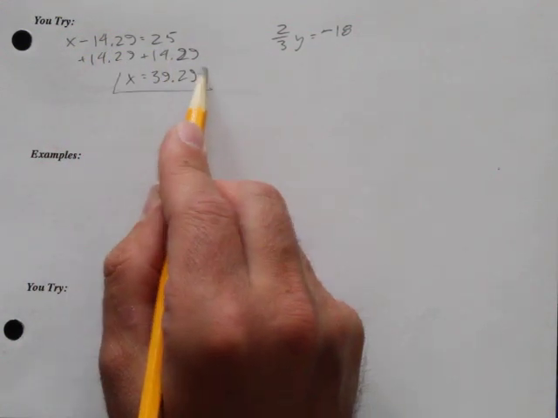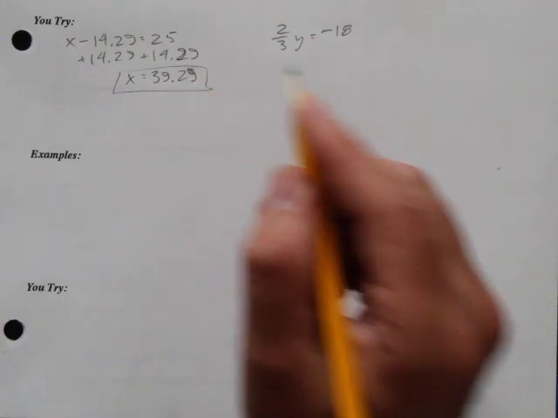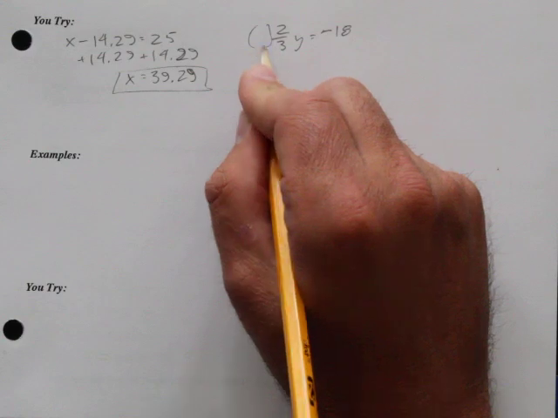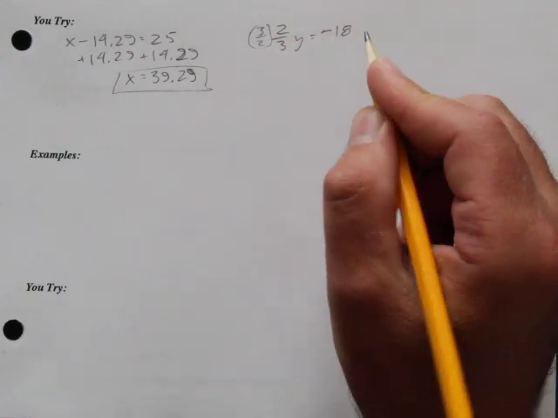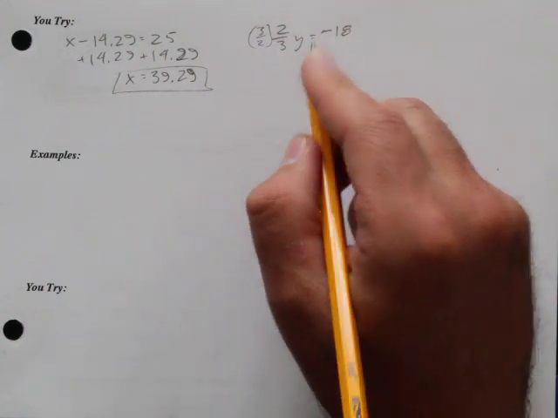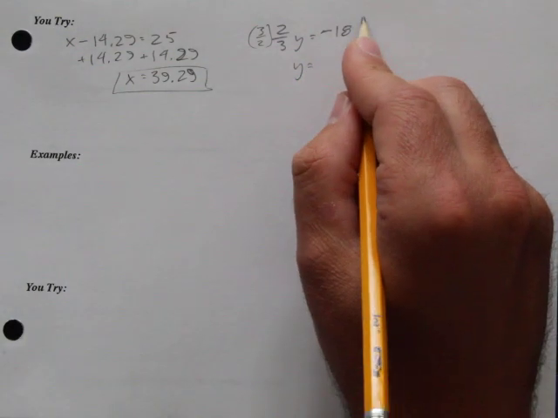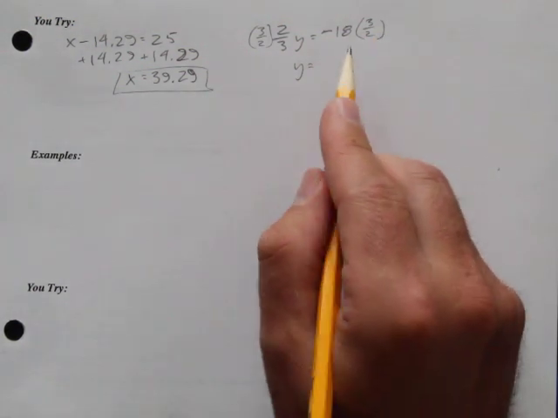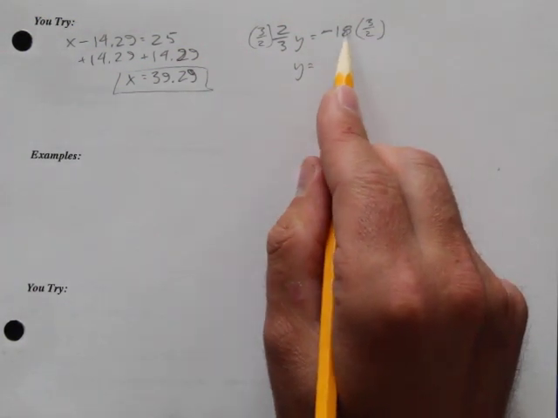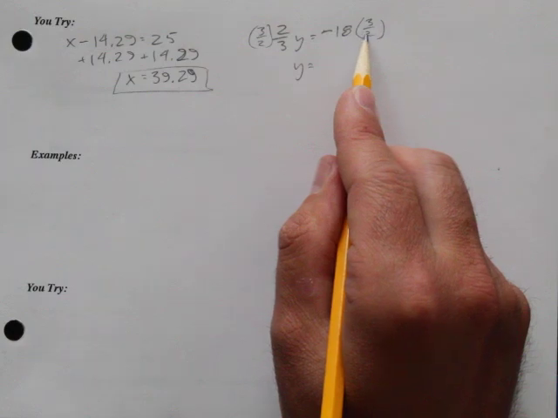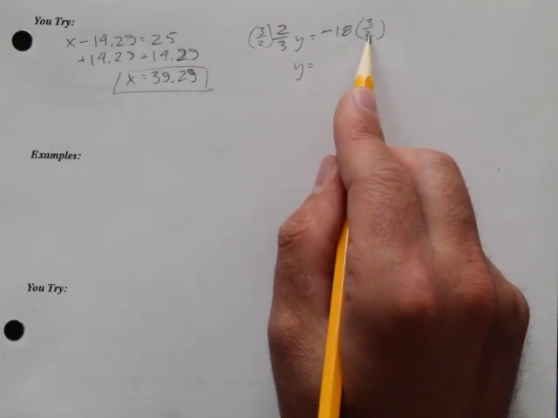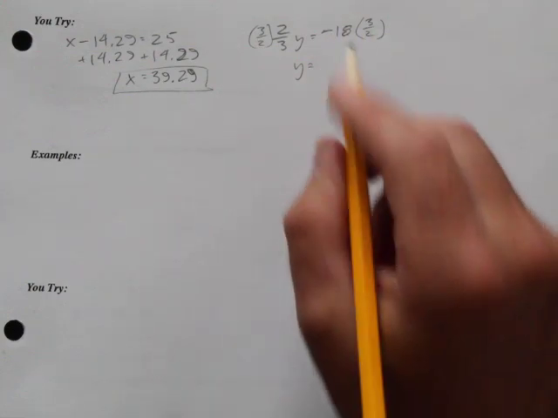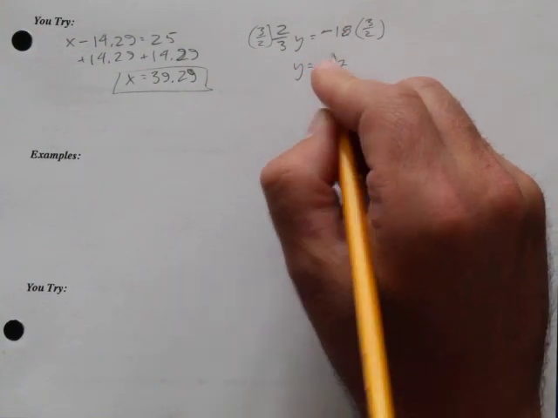For this one, I need to multiply by the reciprocal, 3 over 2, and so this becomes 1. So y equals, now I have to do what I do to one side to the other side, 3 divided by 2 multiplied by negative 18. I'm going to divide 18 by 2, that's 9. 9 times 3 is 27, and I have to remember that I have a negative there, negative 27.